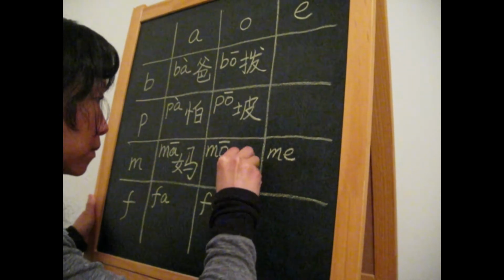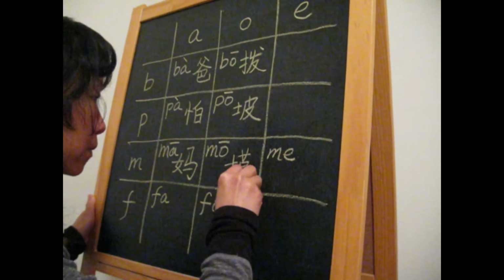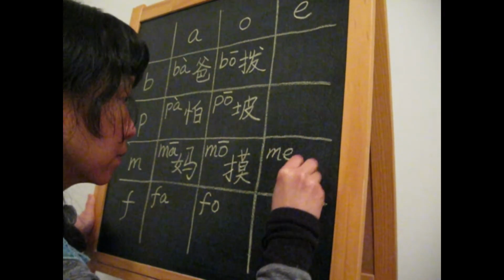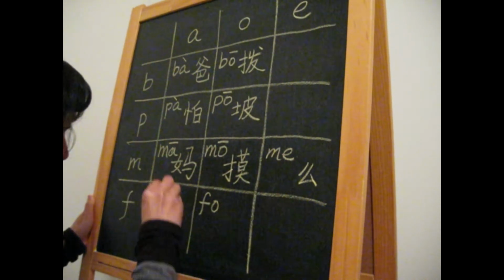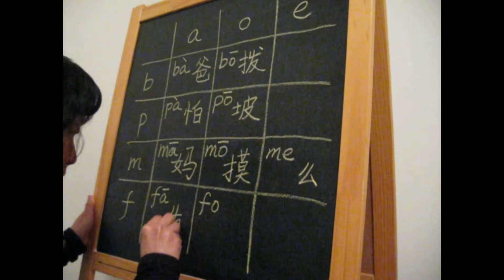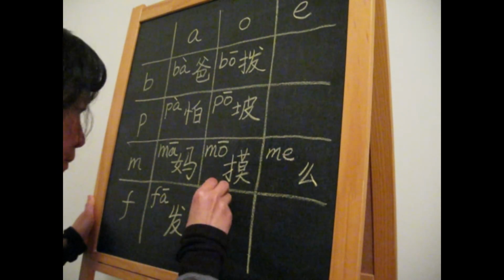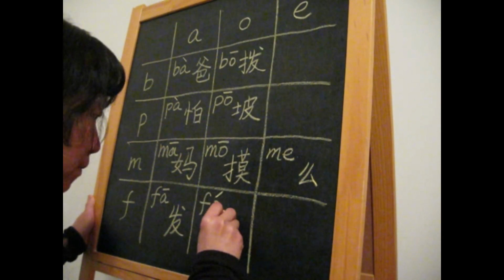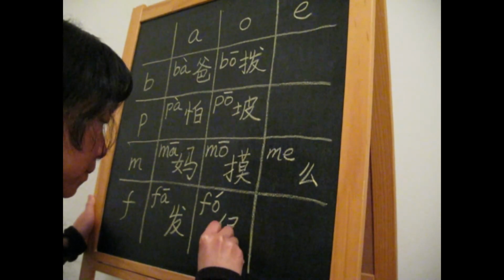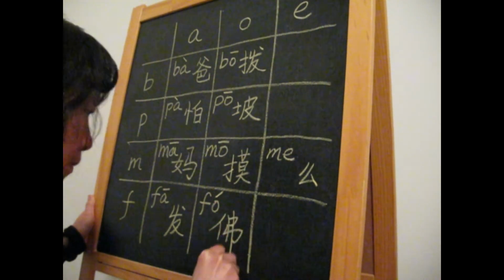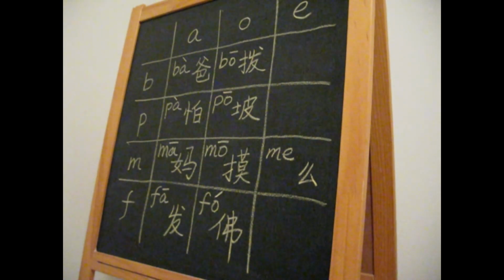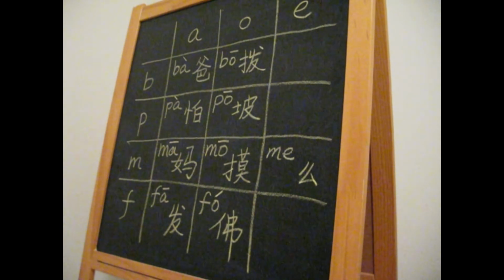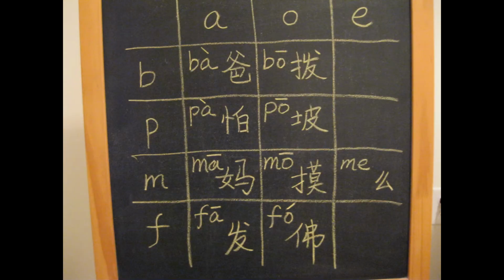The third word me, I put no tone on it, which means neutral tone. It's me. It means 什么. So it's like a sound after a sentence, or it's in the word "what". The last row, fa, I put the first tone. It's hair, 头发. The second one is 佛, which means the Buddha.